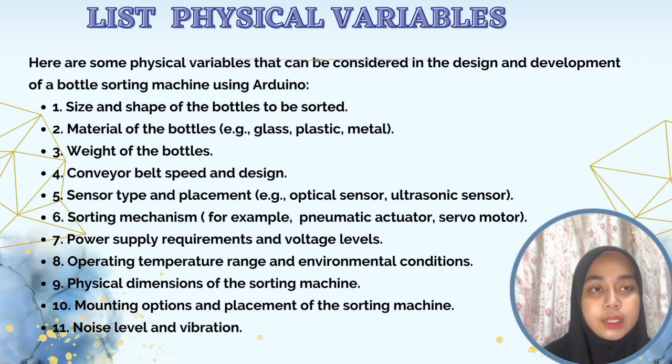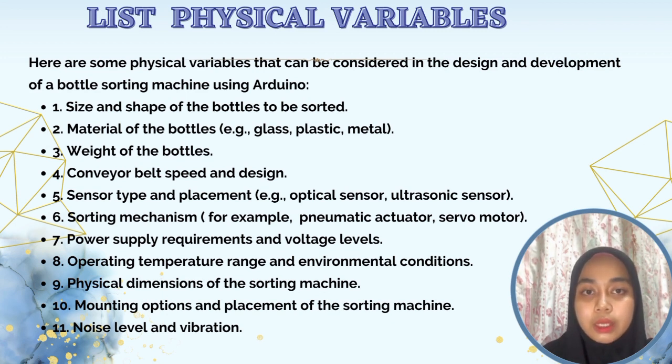There are a few physical variables. Number 1, size and shape of the bottle to be sorted. Number 2, material of the bottle, for example glass, plastic and also metal. Number 3, weight of the bottles. Number 4, conveyor belt speed and design. Number 5, sensor type and placement, for example optical sensor and also ultrasonic sensor. Number 6, sorting mechanism, for example pneumatic actuator and also servo motor. Number 7, power supply requirements and voltage level.